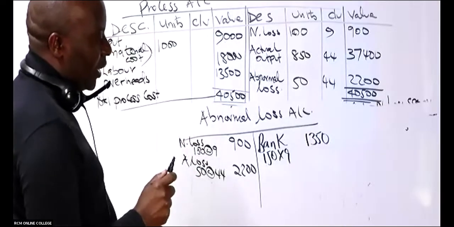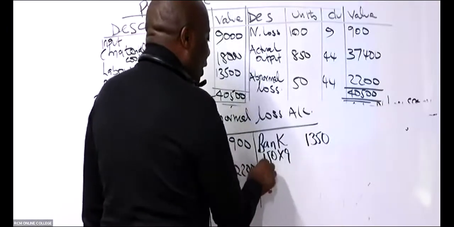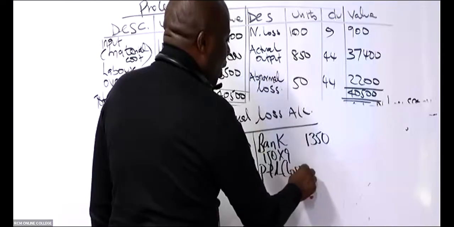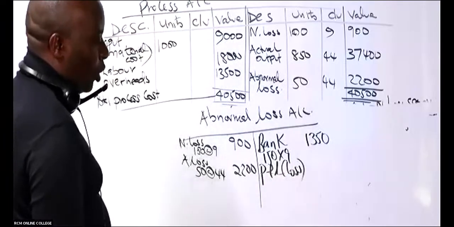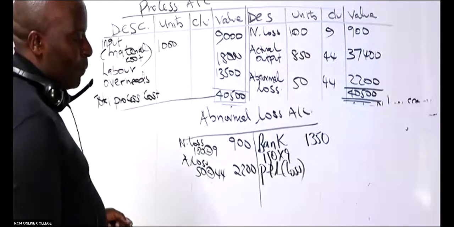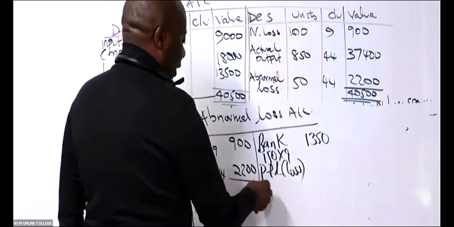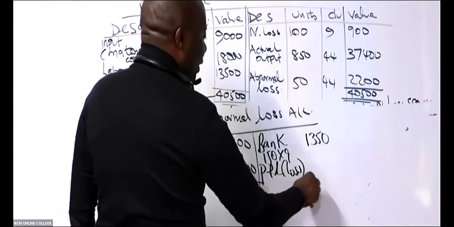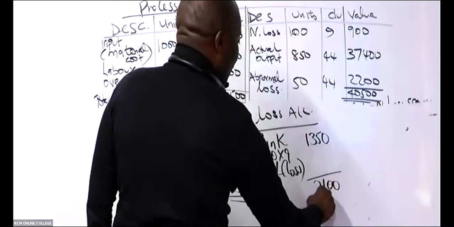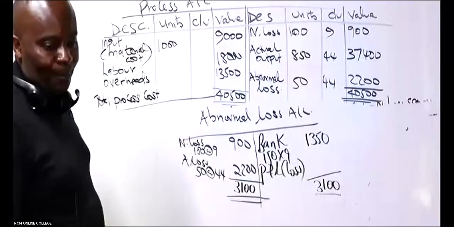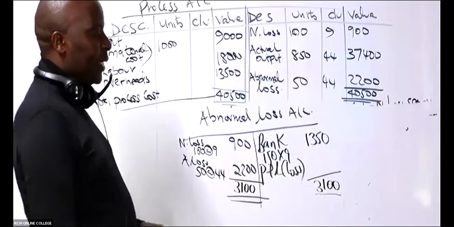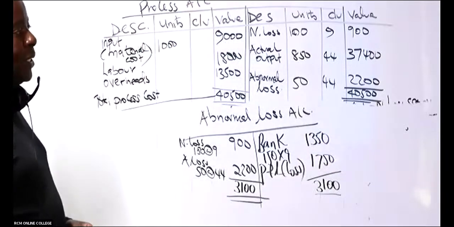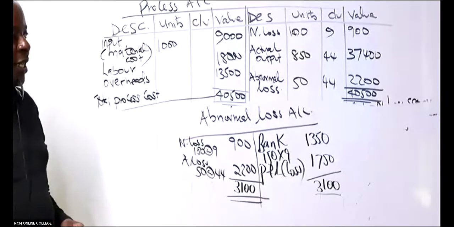So meaning that this will be a loss. We shall be able to take the loss to the P and L. The loss on disposal will be the balancing figure. So we'll come here and add. This gives me 3,100. So then what is the balancing figure? The balancing figure, I'm told, is 1,750.